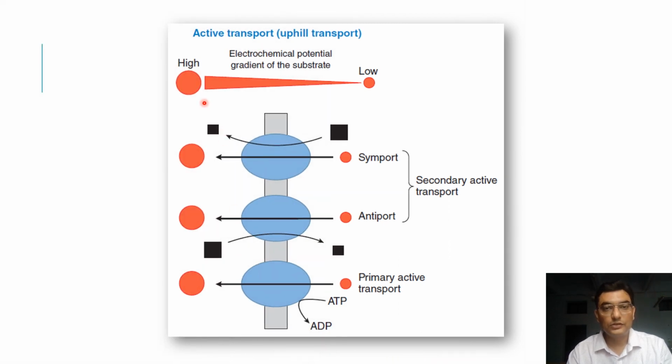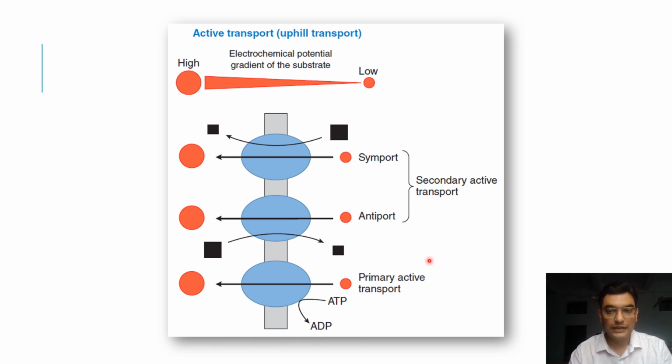So active transport is uphill movement, from lower to higher concentration. And active transport is of two types. First is the primary active transport and second is the secondary active transport. Now the secondary active transport is of two types. First is Symport and second is Antiport. We will see them later. First we will concentrate on the primary active transport.